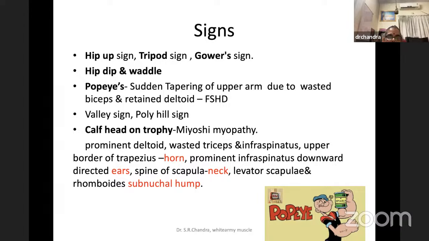And you have got valley sign and polyhill sign that I will be showing. Valley sign is seen in Duchenne muscular dystrophy, polyhill sign in facioscapulohumeral dystrophy, and calf head on trophy sign is seen in Miyoshi myopathy. I will be showing those classical cases. The calf head on trophy sign is due to prominent deltoid, wasted triceps, infraspinatus, the upper border of the trapezius forming the horn, and prominent infraspinatus forms the downward directed ears, and the spine of the scapula forms the neck of the calf, and levator scapulae and rhomboids form the subnuchal hump. This is called calf head on trophy sign described by Professor Pradhan.